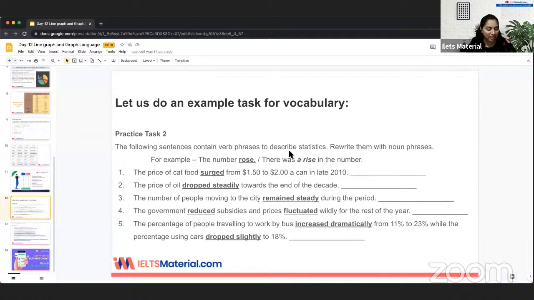Okay, do one thing. Rather than taking 5 minutes, because you might get bored or distracted, give the answer for the first one. Increased. Okay. Are you not going to change it into what we call noun phrases? Rose or rise, slightly increased. Okay, fine. Next.